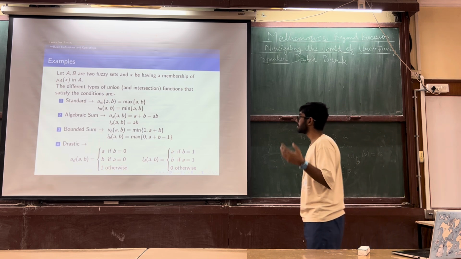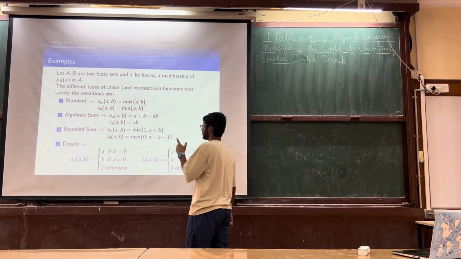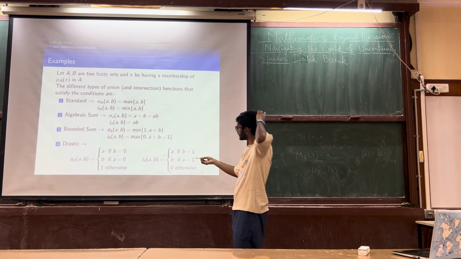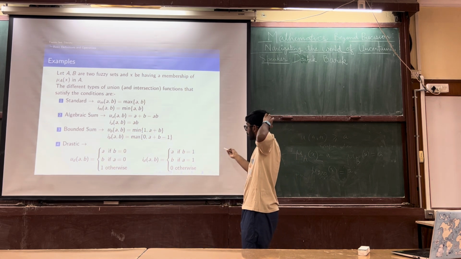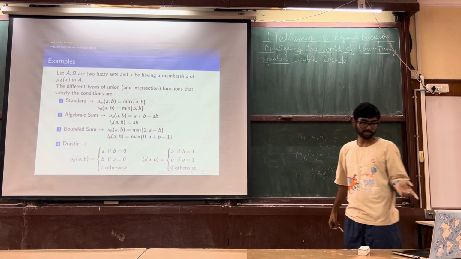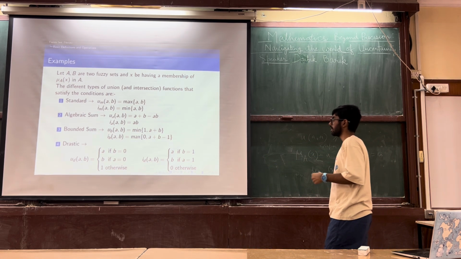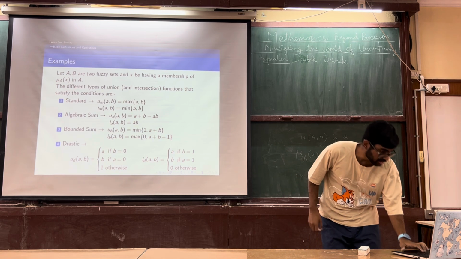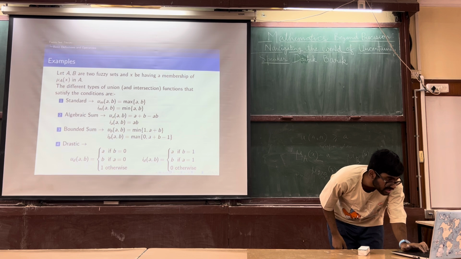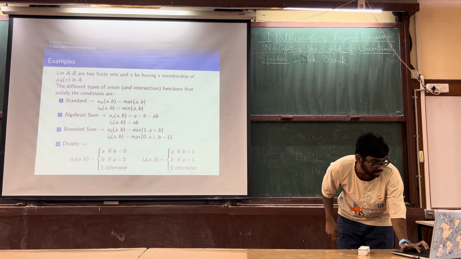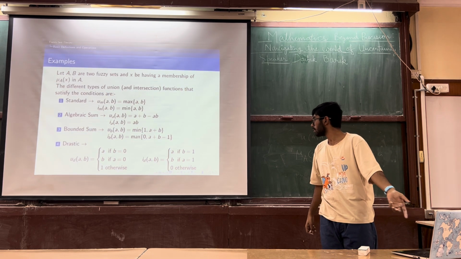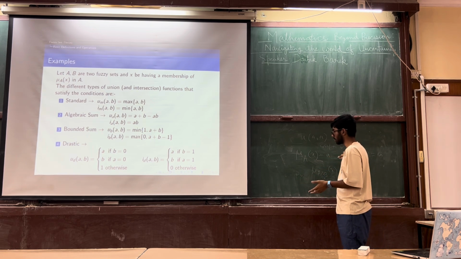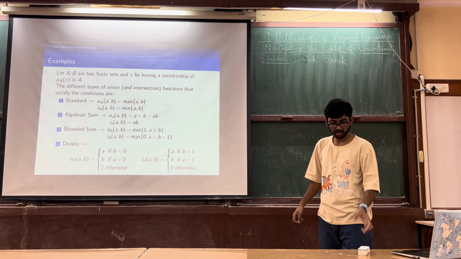There are different other functions, which are the algebraic sum and the bounded sum, or the drastic property, which is this. Now, as I told you again, all the previous properties don't get satisfied given we have other conditions. For example, given this one, the drastic, it doesn't follow the continuous property, but it is defined for all the values from 0 to 1 cross 0 to 1, so it doesn't matter.